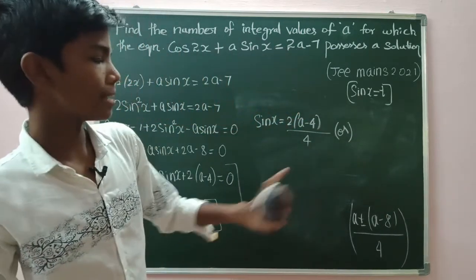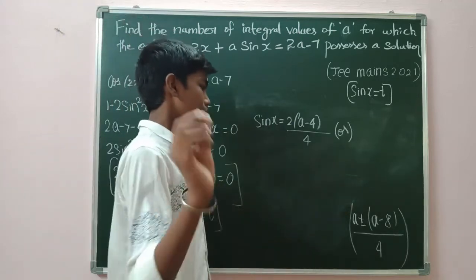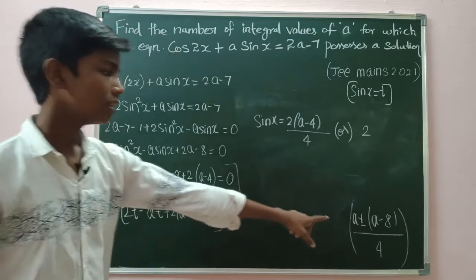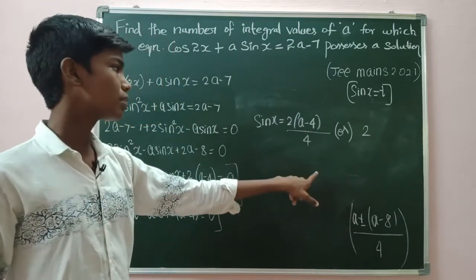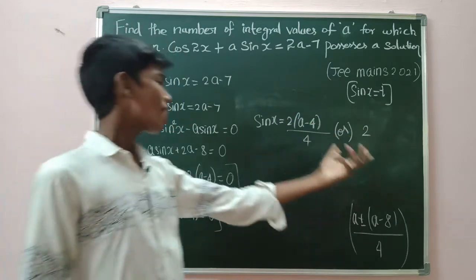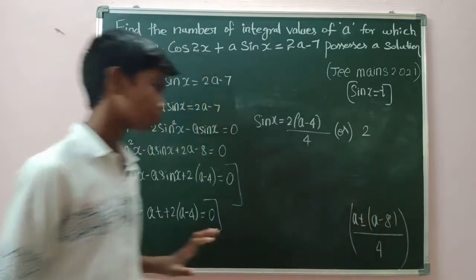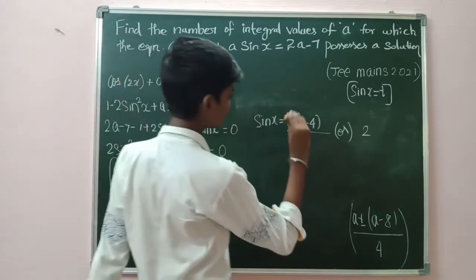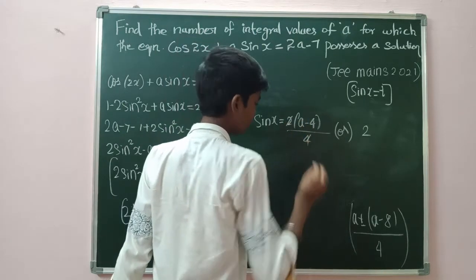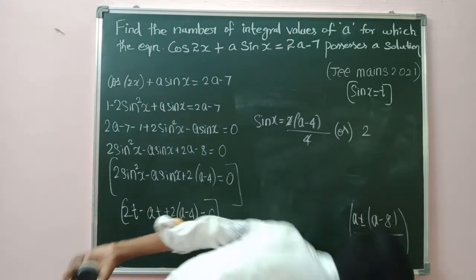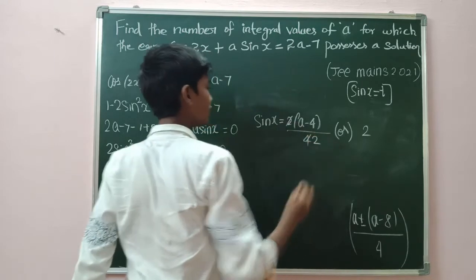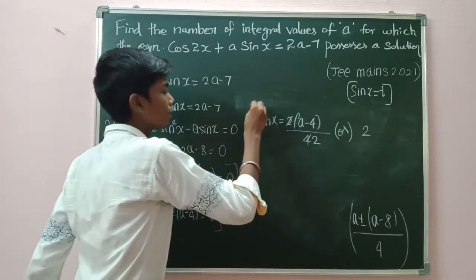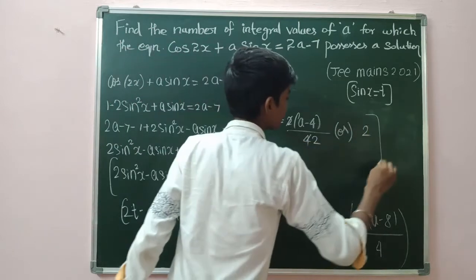A minus of a plus 8. A minus of 8 plus 8 will be 8 by 4, that will be 2. So when you put plus, you get 2 into a minus 4 by 4, or otherwise 2, because 8 by 4 is 2. Now I can cancel this 2 and this 2 here. So finally, your sin x is nothing but a minus 4 by 2, or otherwise 2.